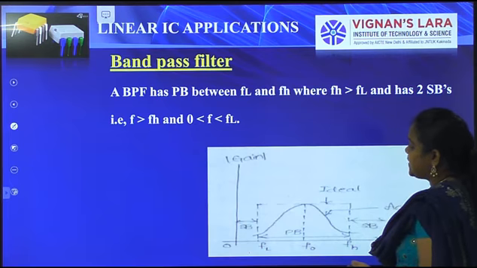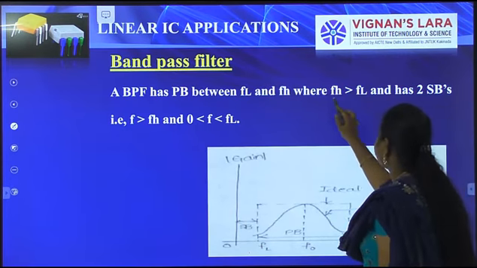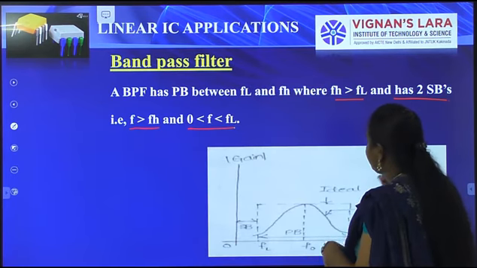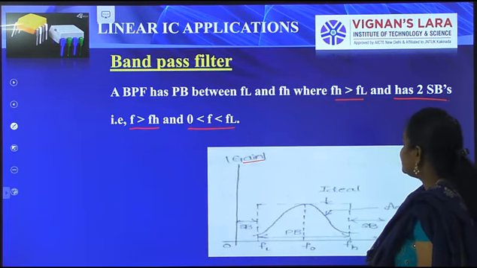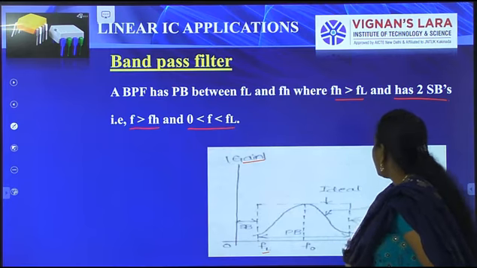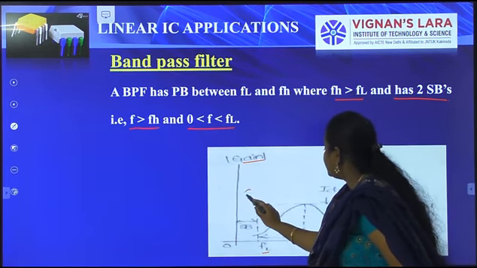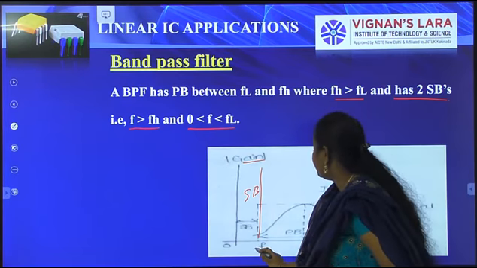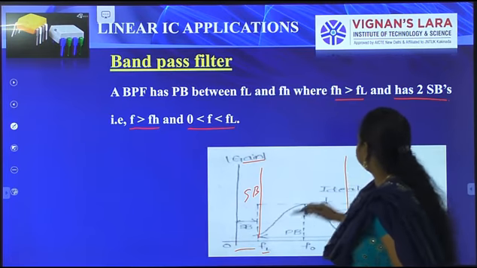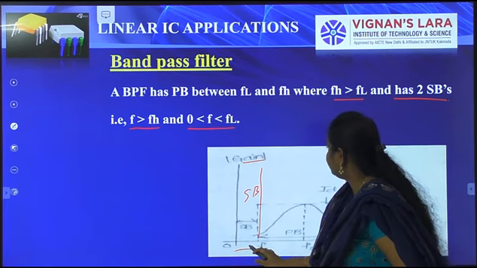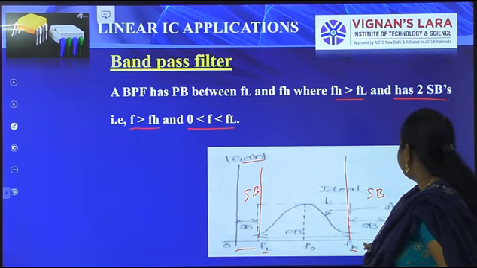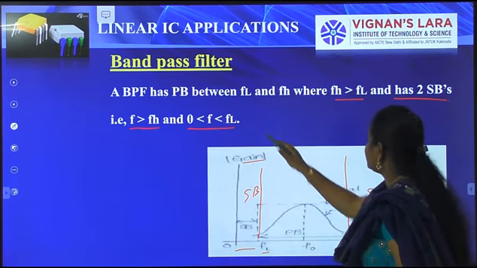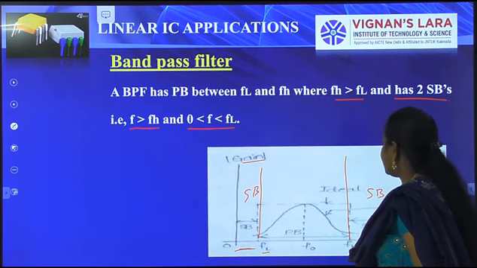A band pass filter has a pass band between FL and FH, where FH is greater than FL, and has two stop bands. That means F is greater than FH and 0 is less than F less than FL. Here see the pass band, the gain and the frequency. It allows only the pass band between FL and FH, and it will reject the two stop bands, here SB and here SB. It rejects the frequencies which are less than FL and which are greater than FH.